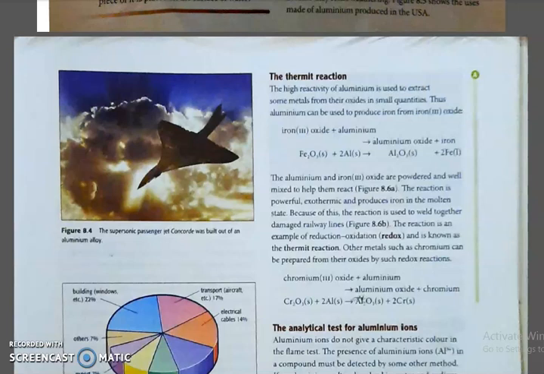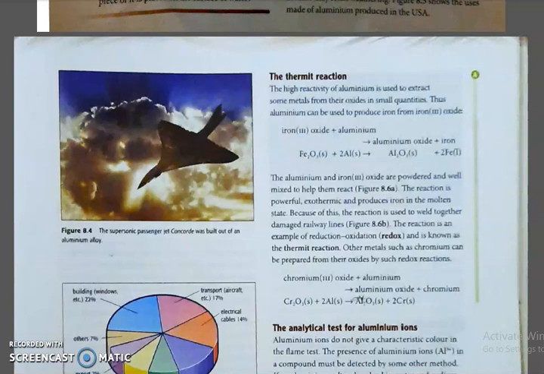The reaction is an example of a redox reaction, both reduction and oxidation take place, and it is also known as the thermite reaction. Other metals such as chromium are also less reactive than aluminium, so we can extract chromium from its compound using aluminium. Chromium oxide plus aluminium gives aluminium oxide plus chromium. So this first reaction is the thermite reaction.